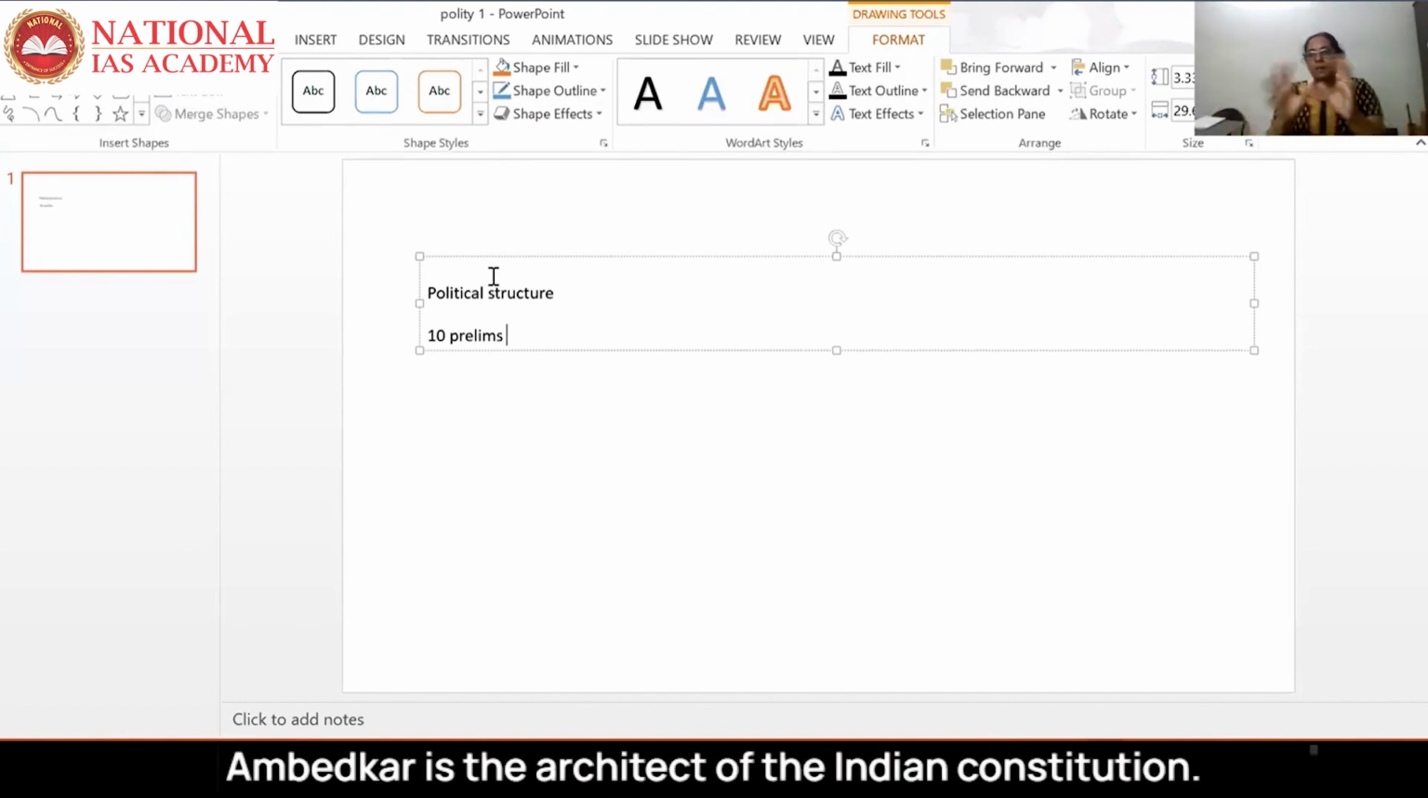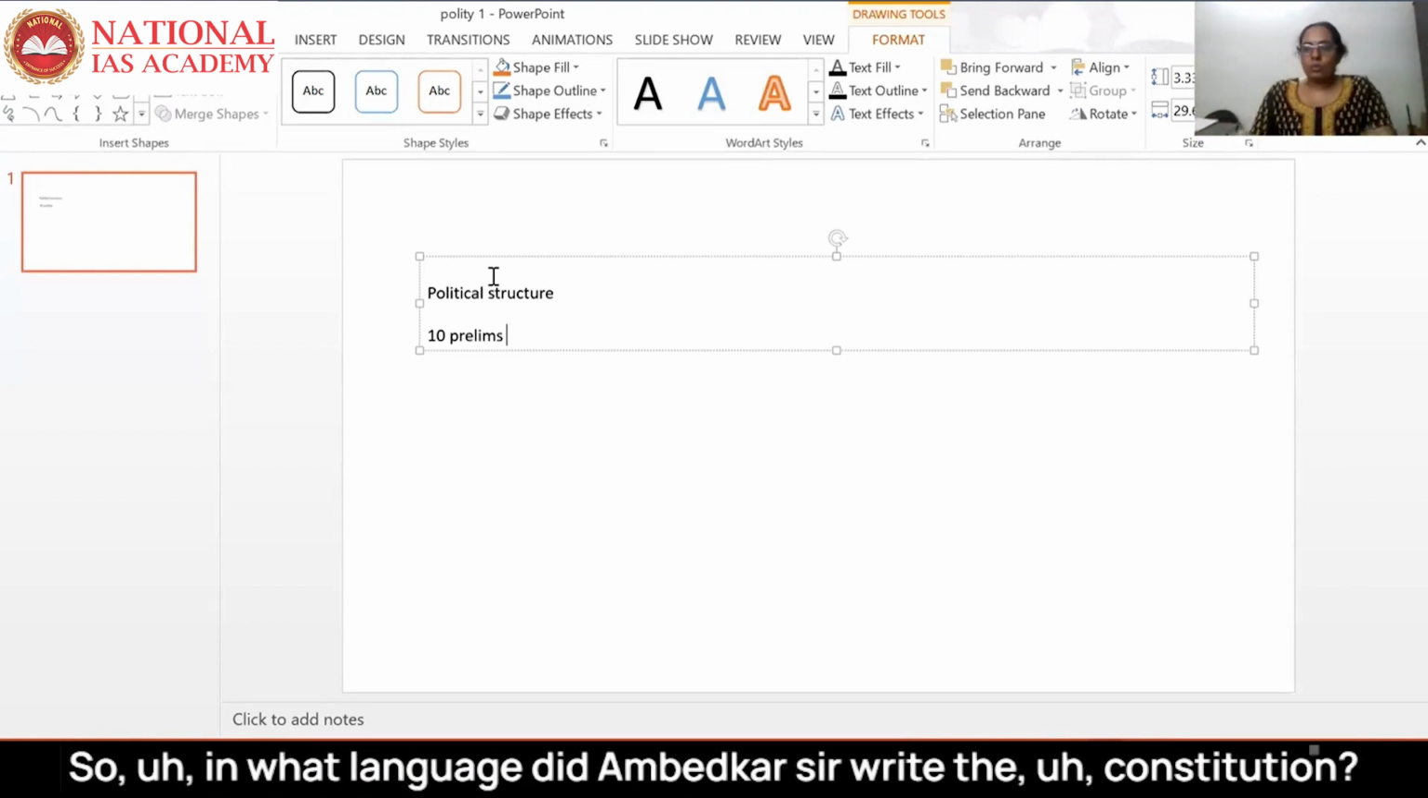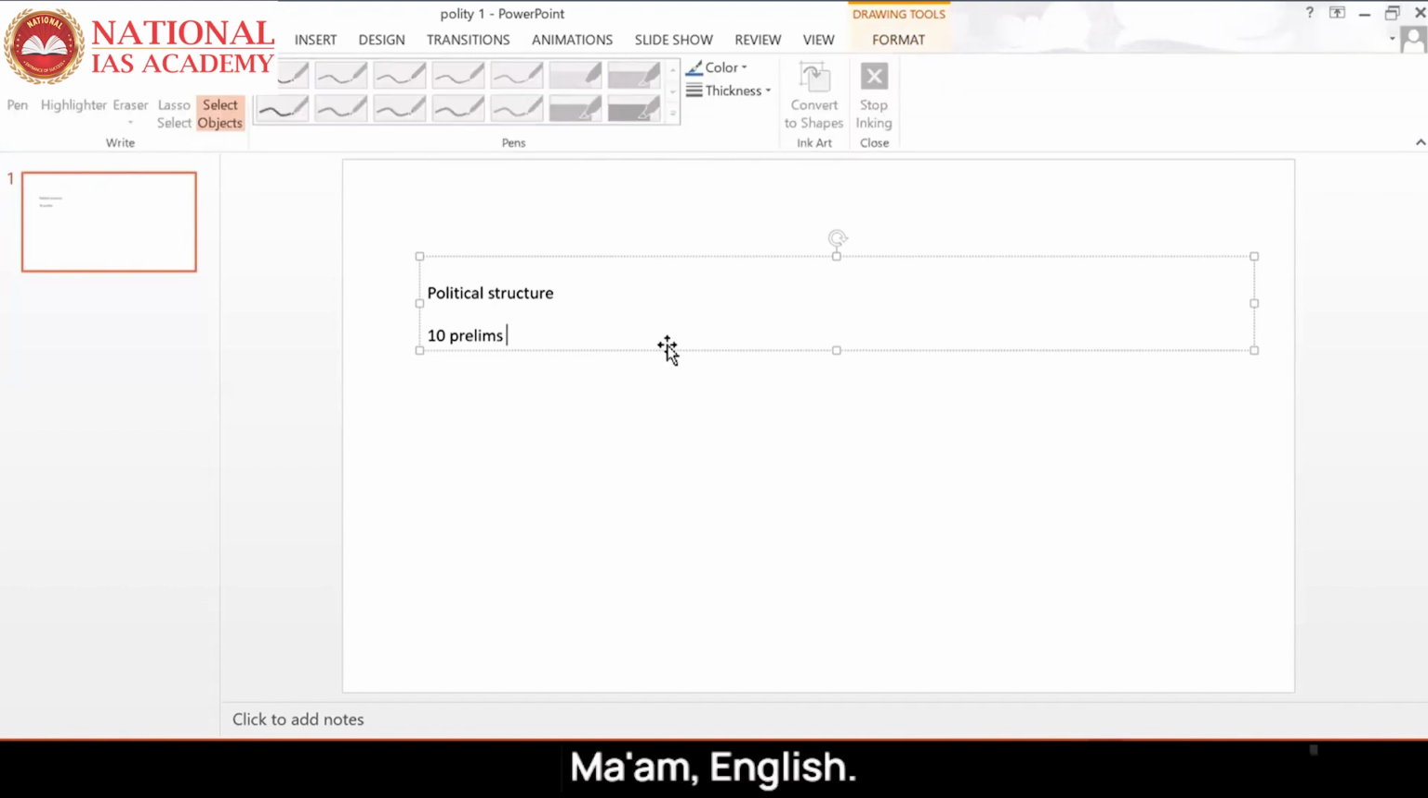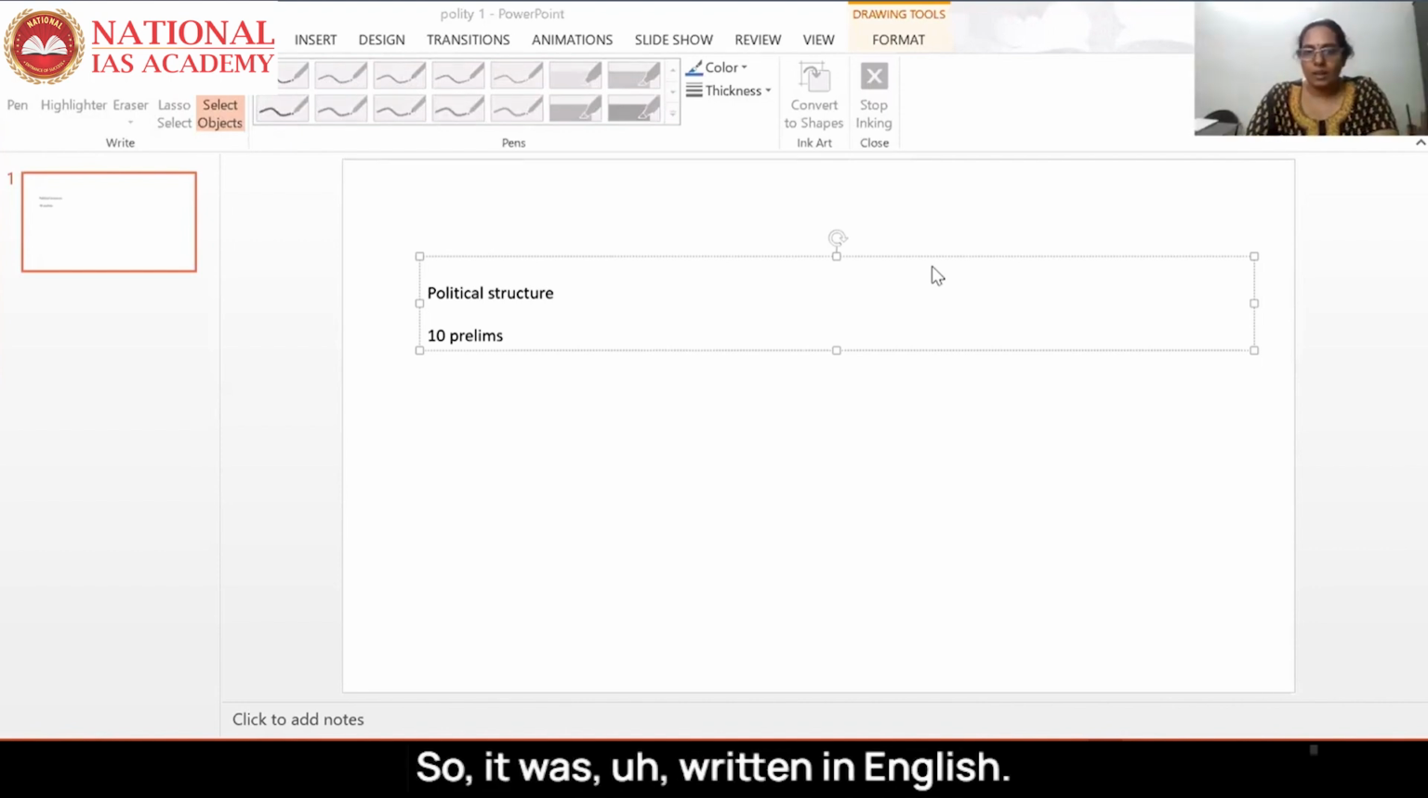Okay, so I'd like to tell you, you already know. So Dr. Ambedkar is the architect of the Indian Constitution. So in what language did Ambedkar sir write the Constitution? Ma'am, English. Okay. So it was written in English. Why did they choose English?